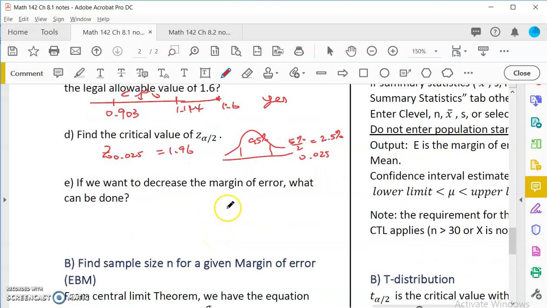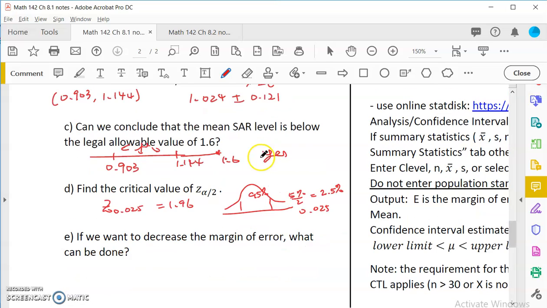If we want to decrease the margin of error, what can be done? I don't like this margin of error of 0.121. I want it to be smaller, like maybe 0.1 or 0.0 something. So what should I do? Let's write the formula. Margin of error is Z alpha over 2 times sigma over square root n. Sigma cannot be changed. So one thing that you can do is increase n, increase the sample size.